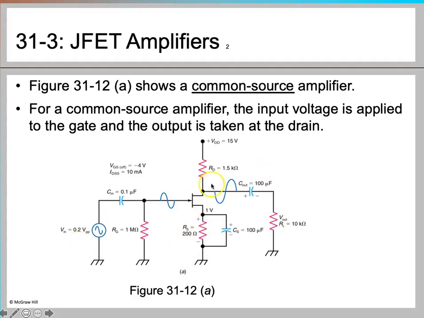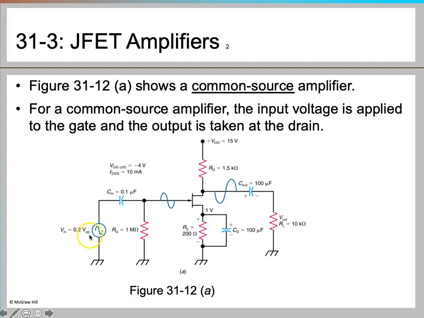This type of amplifier, the common source amplifier, has high input impedance and moderate voltage gain, and also the input and output voltages are 180 degrees out of phase. As you can see here, this is our input signal, and you can see our output signal is out of phase by 180 degrees.